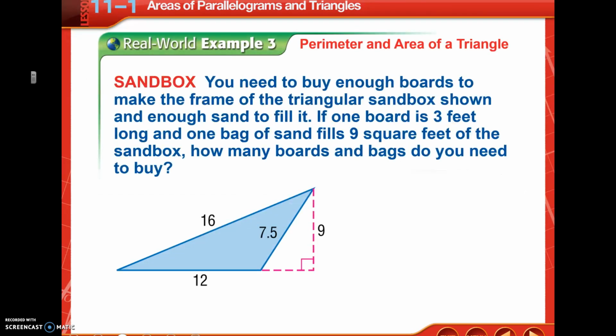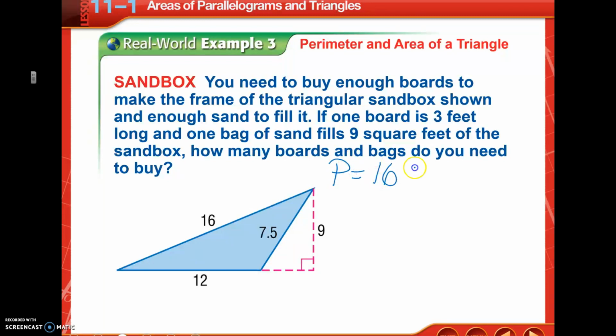So here we have an example where you need to buy boards to make the frame of a triangular box. So that would be the perimeter. And then you need to fill it with sand. So one board is 3 feet long, and one bag of sand fills 9 square feet of sandbox. We want to know how many boards and bags you need. So for boards, we're going to find the perimeter.